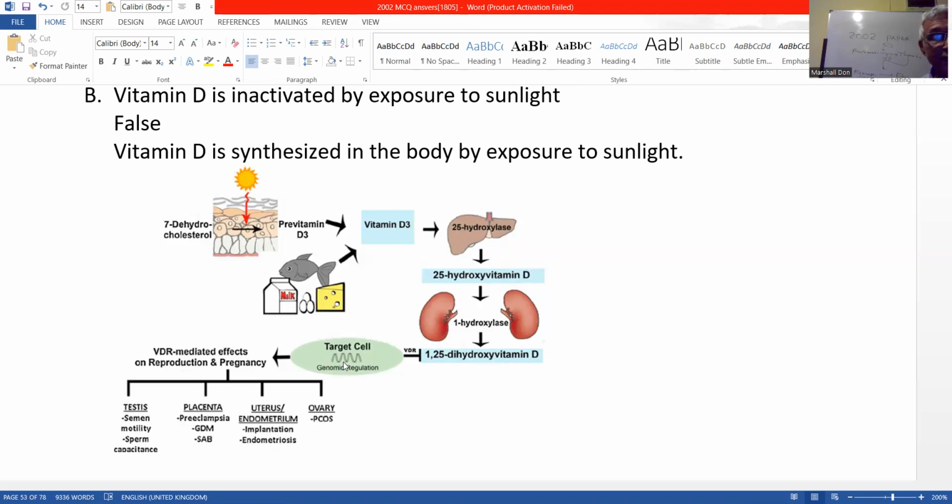So the target organs are seminal fluid, sperms, and placenta, then uterus, endometrium, ovary. This is in reproduction, the effect on reproduction from vitamin D.